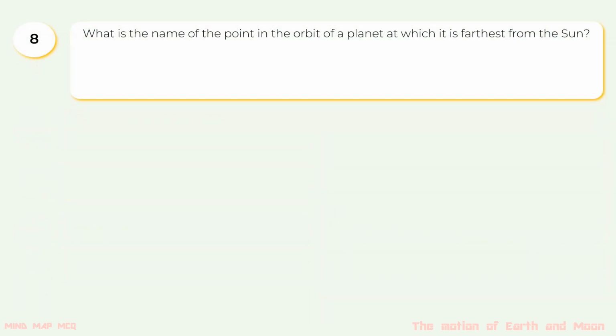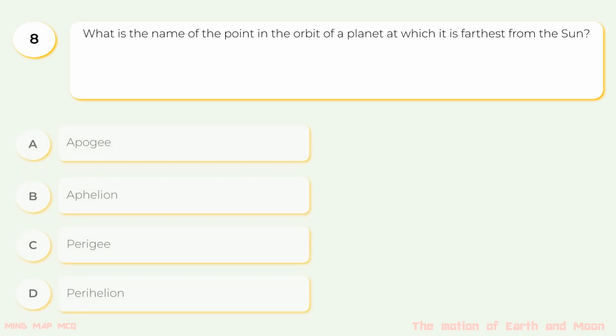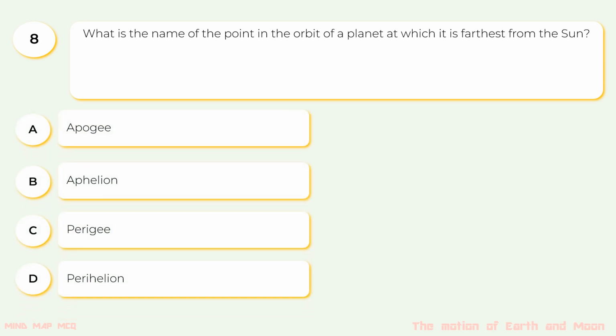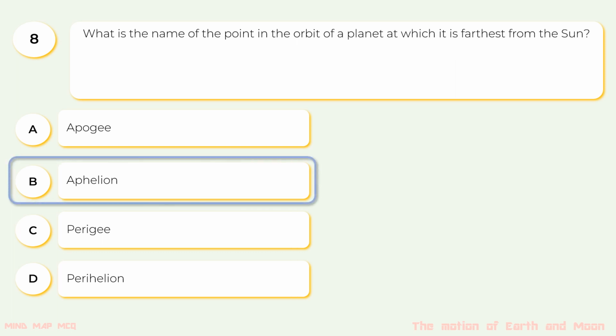8. What is the name of the point in the orbit of a planet at which it is farthest from the Sun? A. Apogee, B. Aphelion, C. Perigee, D. Perihelion. The correct option is B. Aphelion.